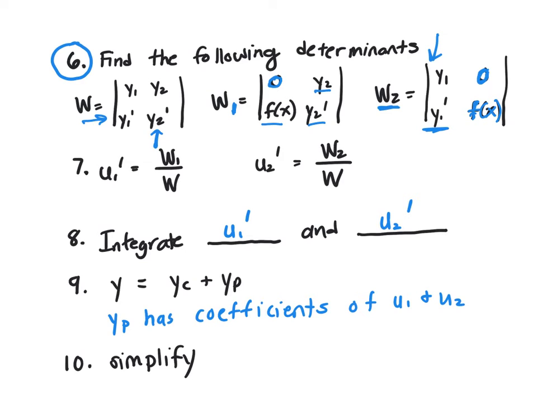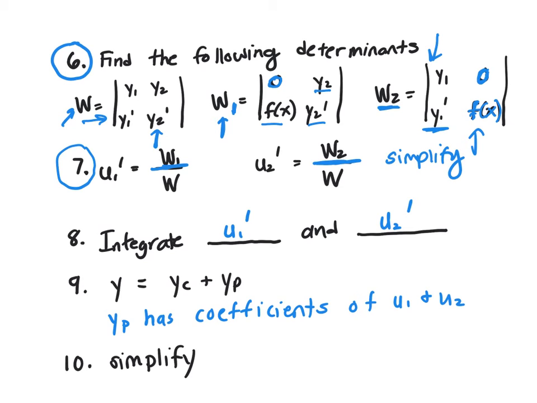Step 7. You're going to call something u sub 1 prime. It's going to be a ratio of these determinants. U sub 1 prime is W sub 1, which is what you found here, over W. This one. U sub 2 prime is W sub 2 over W. Simplify those if you can.